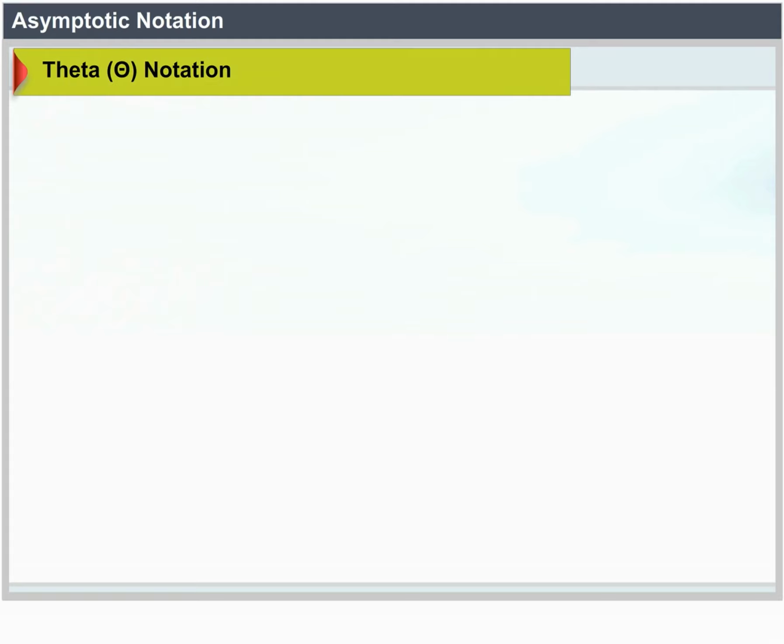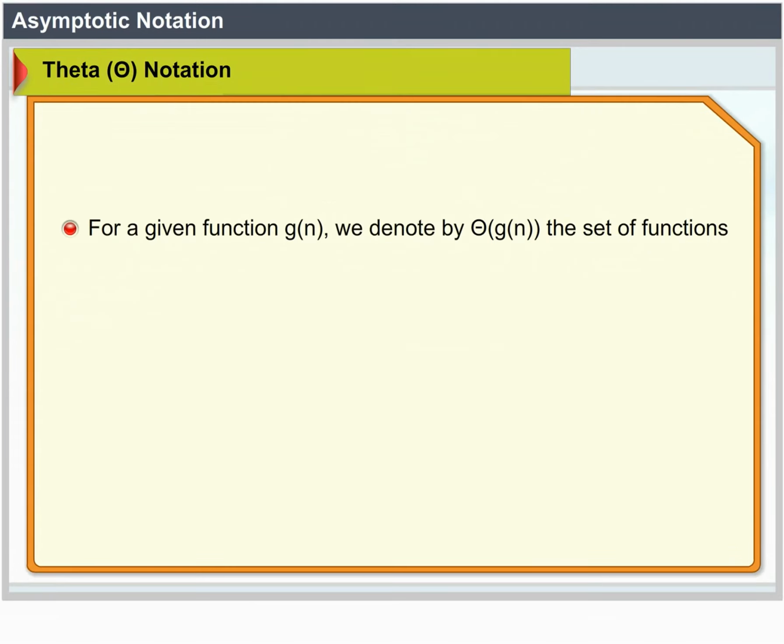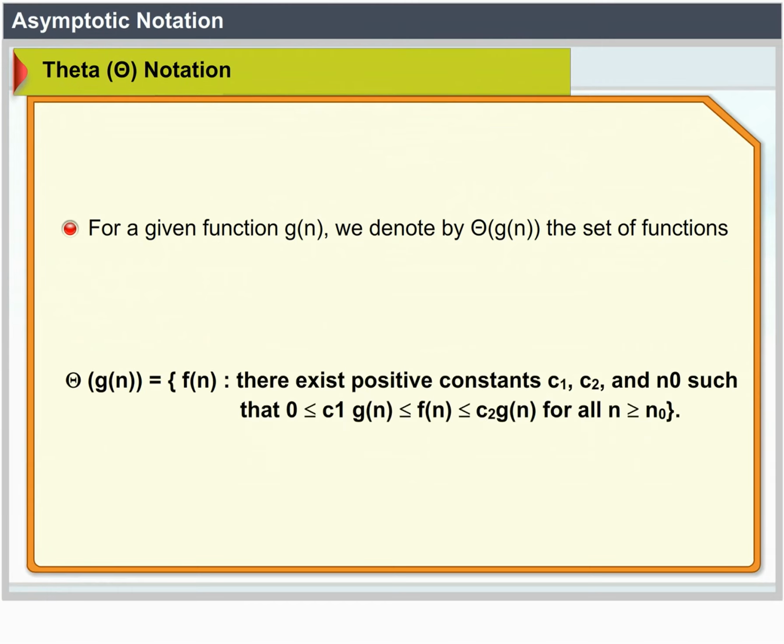Theta notation. For a given function g(n), we denote by Θ(g(n)) the set of functions Θ(g(n)) = {f(n) such that there exist positive constants c₁, c₂, and n₀ such that 0 ≤ c₁g(n) ≤ f(n) ≤ c₂g(n) for all n ≥ n₀}.